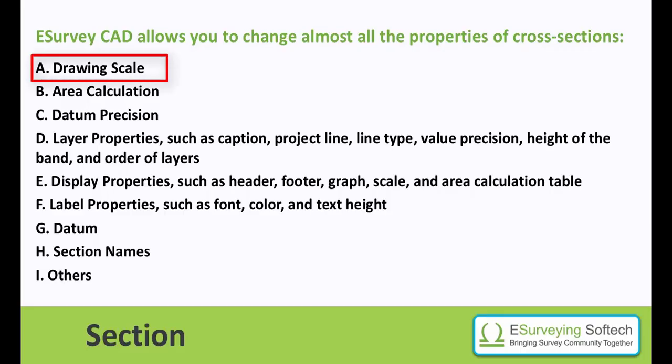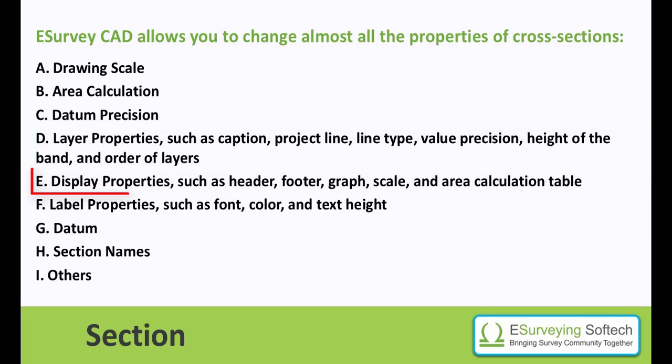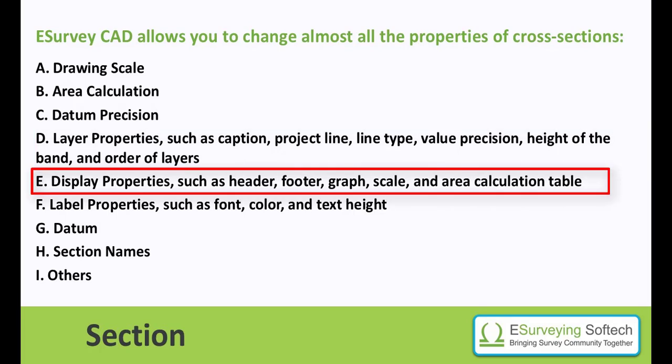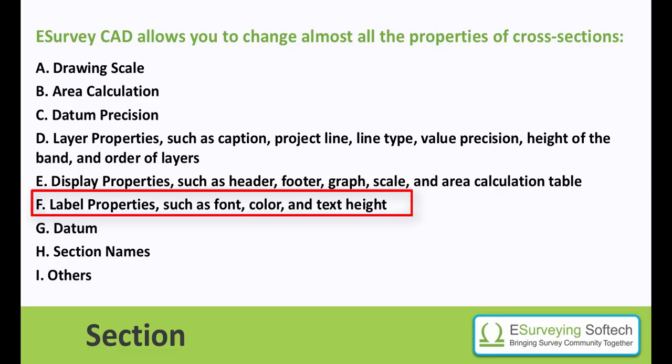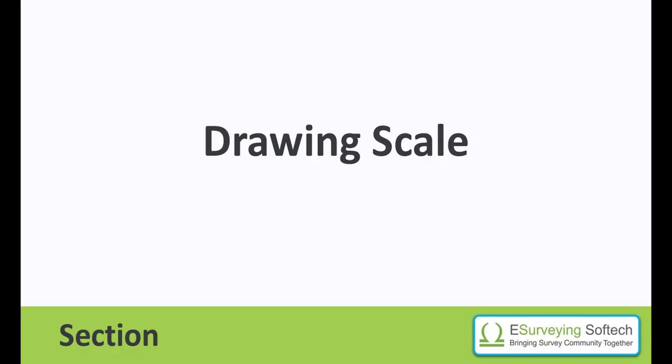A. Drawing scale. B. Area calculation. C. Datum precision. D. Layer properties such as caption, project line, line type, value precision, height of the band, and order of layers. E. Display properties such as header, footer, graph, scale, and area calculation table. F. Label properties such as font, color, and text height. G. Datum. H. Section names. I. Others.